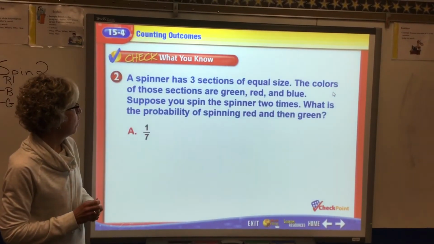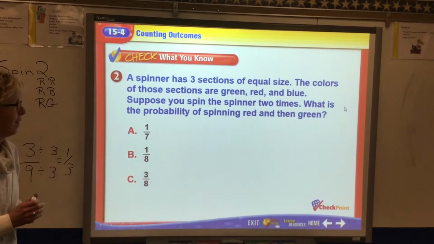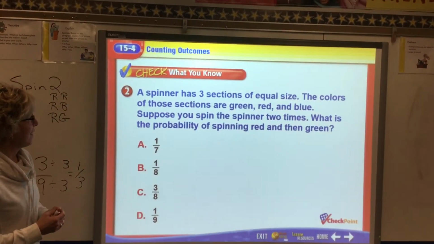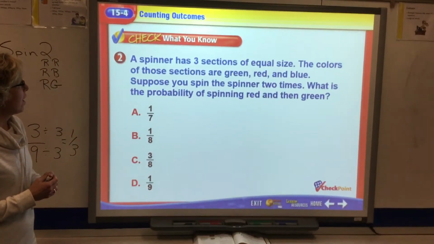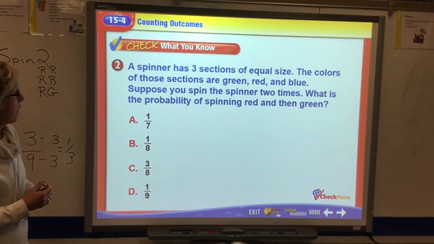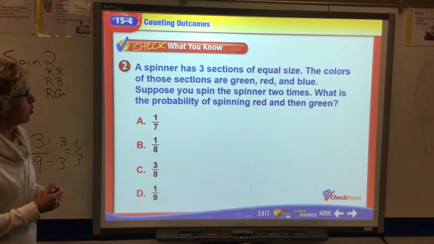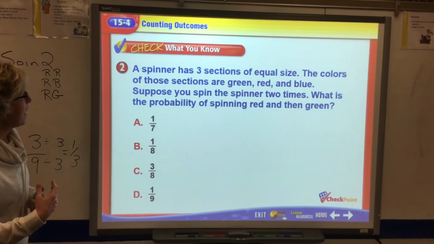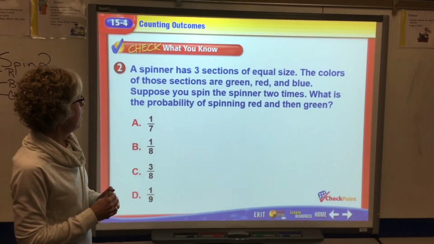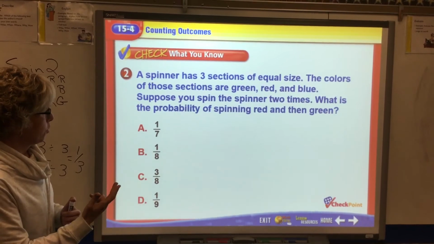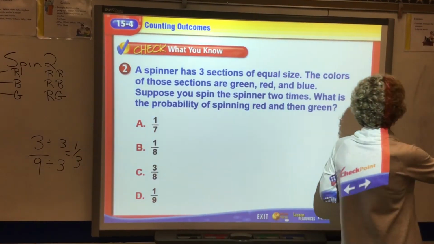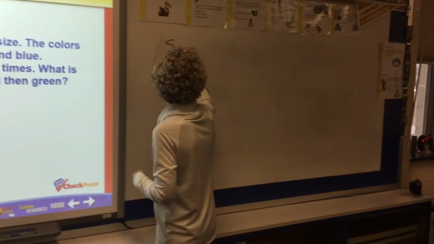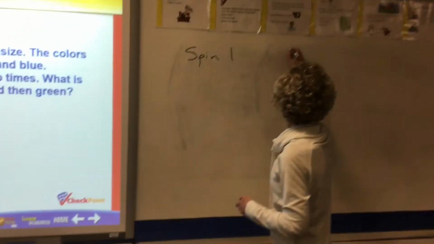All right. Oh, and as luck would have it, there's more. The spinner has 3 sections of equal size. The colors of those sections are green, red, and blue. Suppose you spin the spinner 2 times. What is the probability of spinning red and then green? Okay, so we're going to spin the spinner 2 times. So if we're going to draw out this tree diagram, we're going to have spin 1 and spin 2.